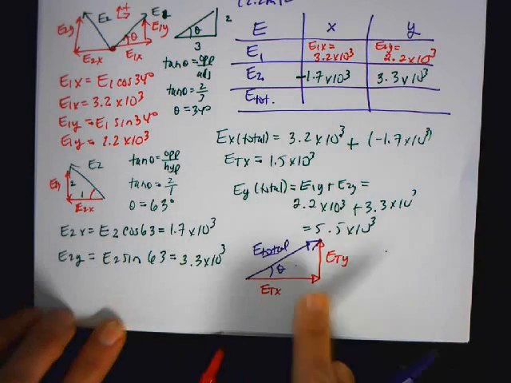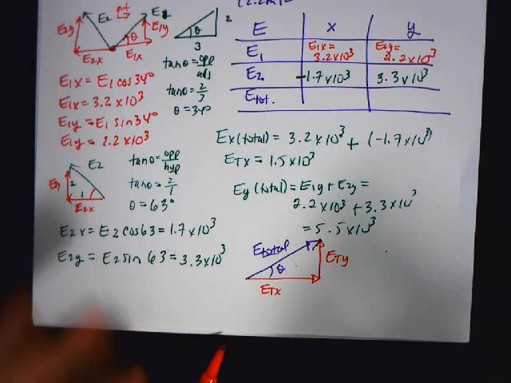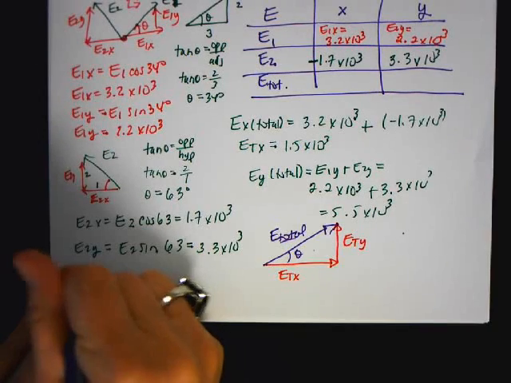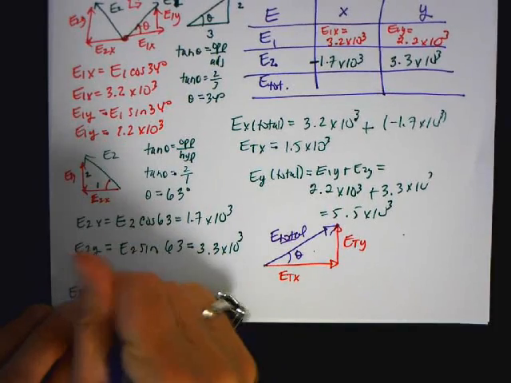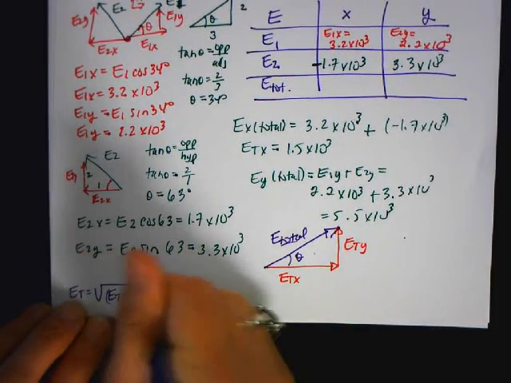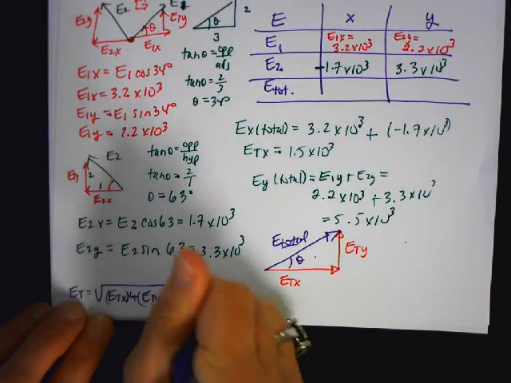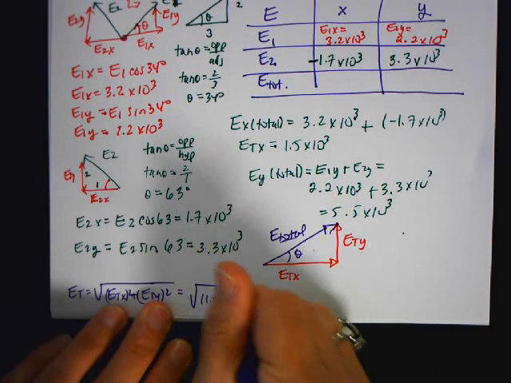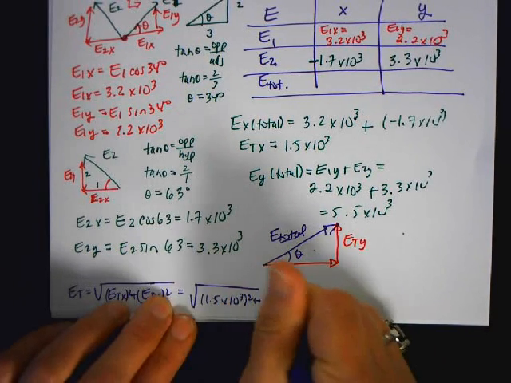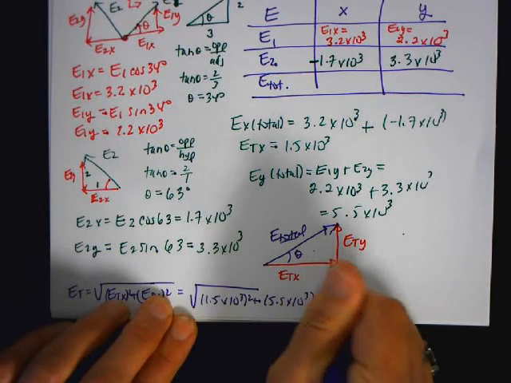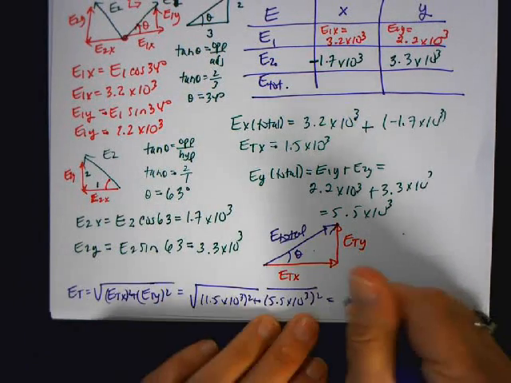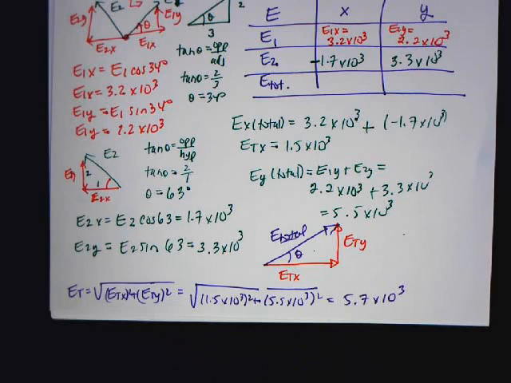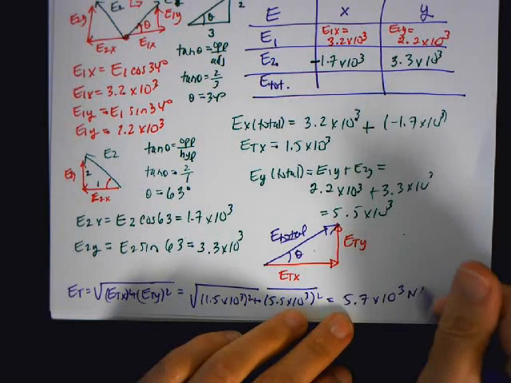So now, I know the two sides of the right triangle. How do I find the resultant? Pythagorean theorem. So E total is equal to the square root of E total x squared plus E total y squared, which is going to be equal to the square root of 1.5 times 10 to the 3 squared plus 5.5 times 10 to the 3 squared. So E total is 5.7 times 10 to the third newtons per coulomb, but I'm not done.